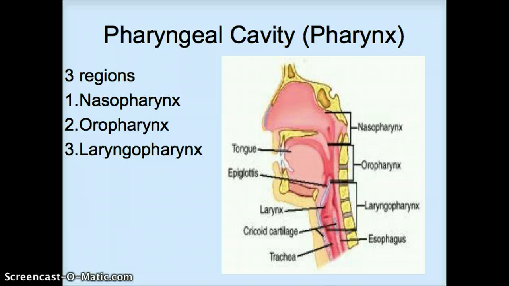Okay, your pharyngeal cavity is your throat and the back. There's 3 regions of the pharyngeal cavity, and they are the nasopharynx, so this is the part of the pharyngeal cavity that's behind the nasal cavity. The oropharynx is the part of the pharynx behind the oral cavity, and the laryngopharynx is the part of the pharynx that's behind the larynx.